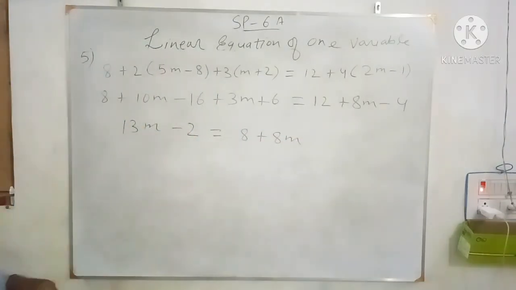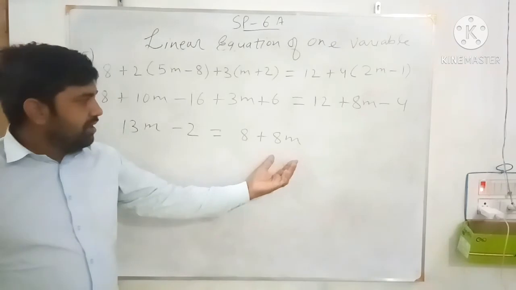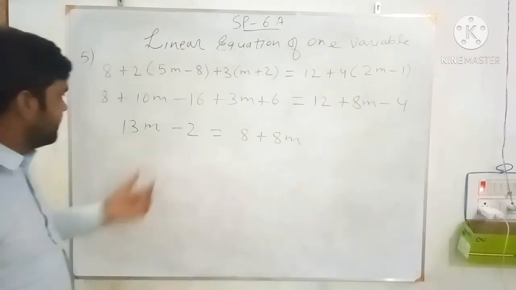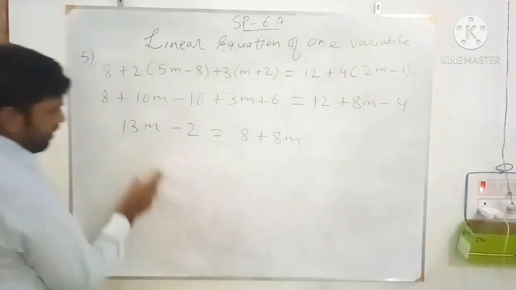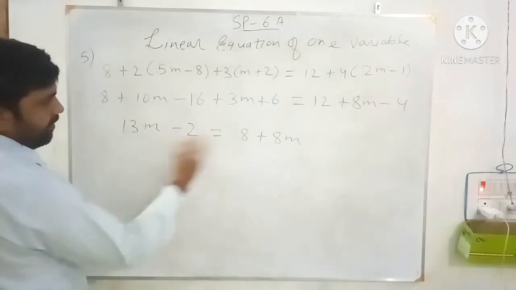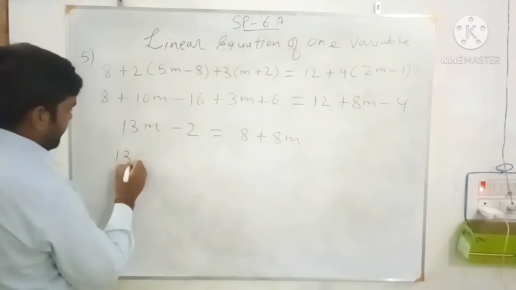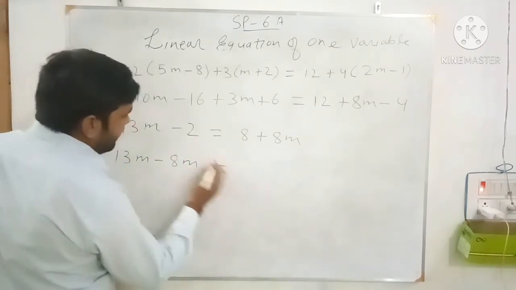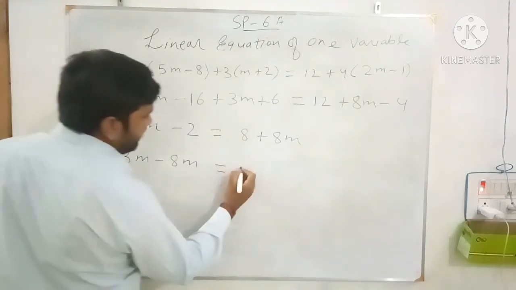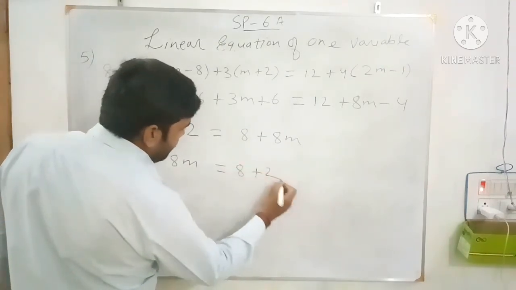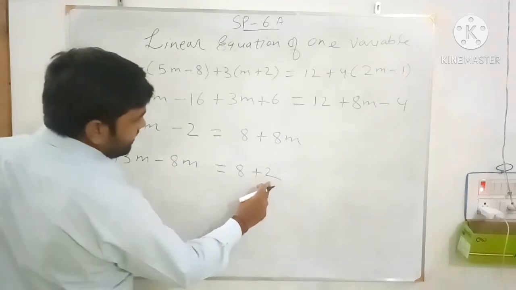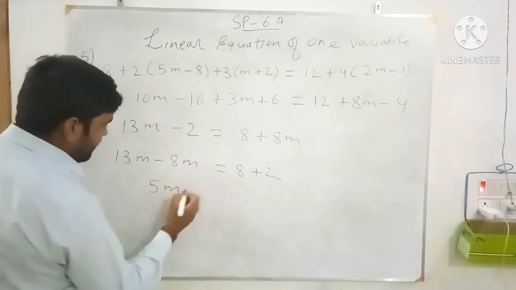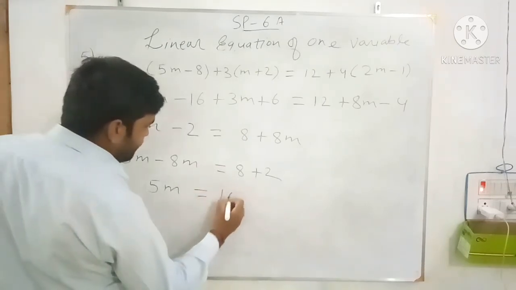So this we got. Now we will transfer the variable term 8m from the right hand side to the left hand side. So this plus 8m, when we transfer to the left, it will become minus 8m. So 13m minus 8m, and we transfer this minus 2 from left to the right, it will become plus 2. Now 13m minus 8m gives you 5m. 13 minus 8 gives you 5. 8 plus 2 is 10.